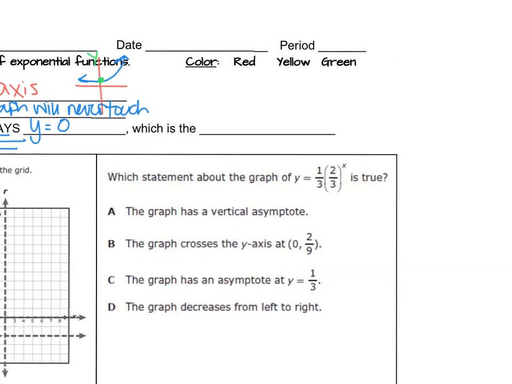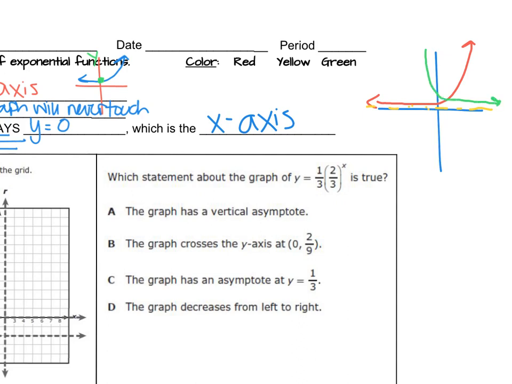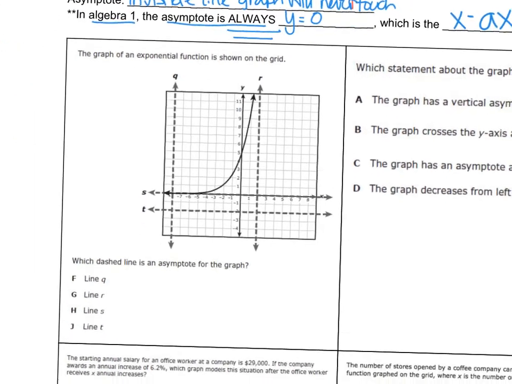So that line, y equals 0, is the x-axis. So if we're looking at an equation, it's always this x-axis. It gets really, really close, but it never touches right here down the x-axis. If the graph is going the other way, so if it's a decay graph, it'll get really, really close over here, but it will never touch that line, y equals 0.